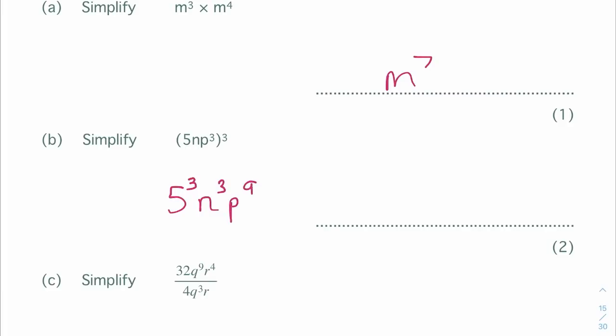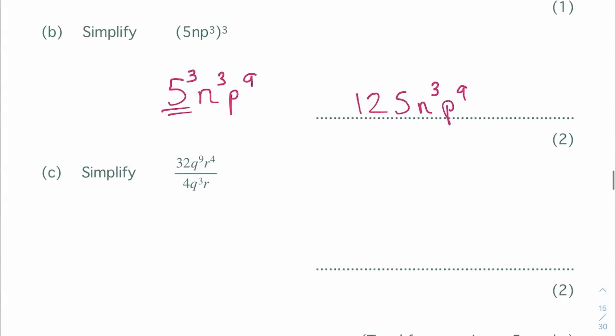Now the only one there that we just need to make sure we simplify is the 5. We wouldn't leave that as 5 to the power of 3, so you just type that into your calculator, 5 with your power button, stick a 3 in there, that's 125. So 125 n to the power of 3, p to the power of 9.